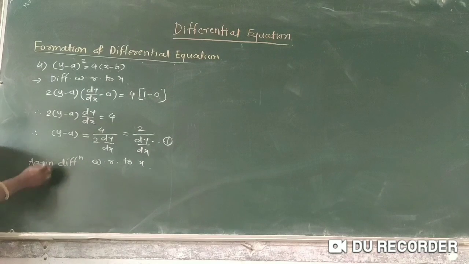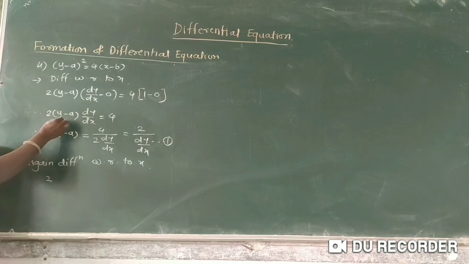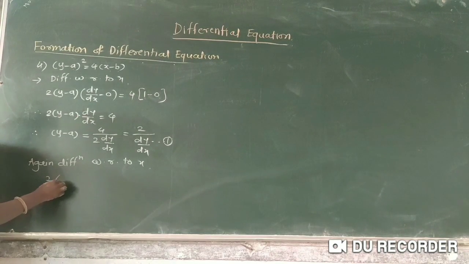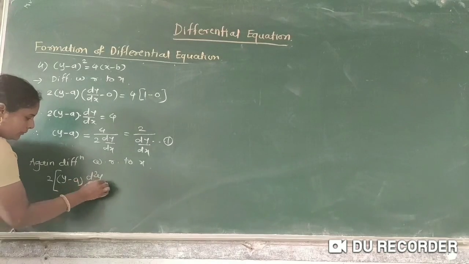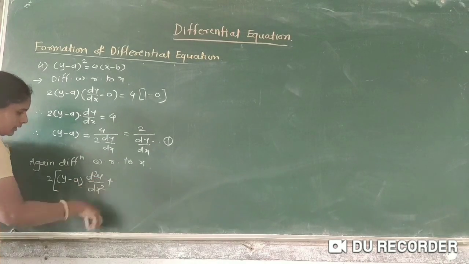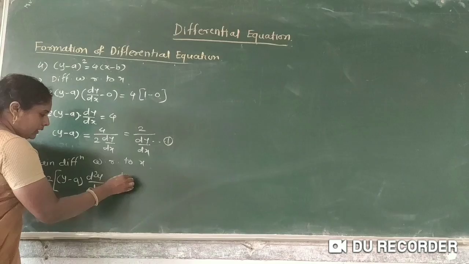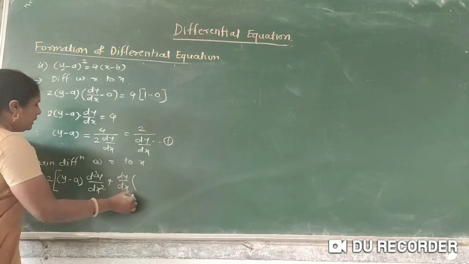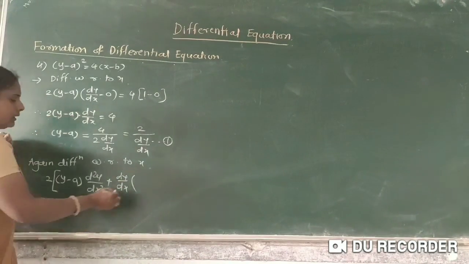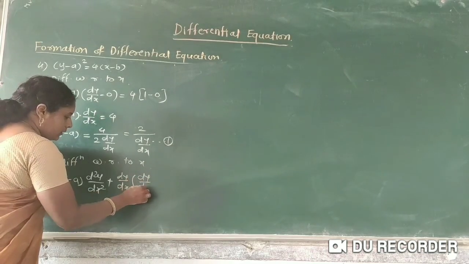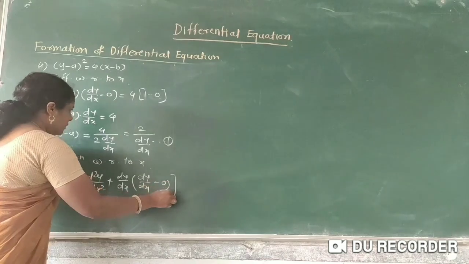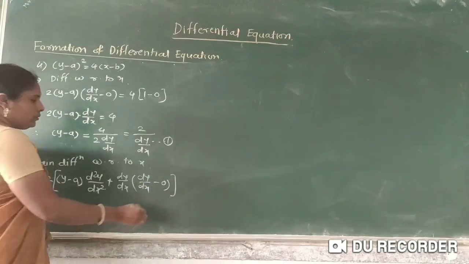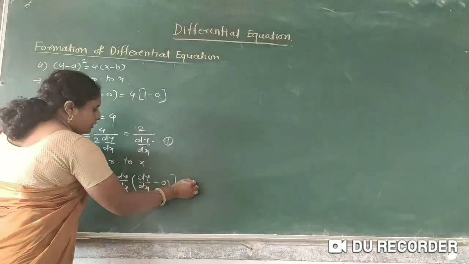We get 2 is the constant. Use the product rule here. (y minus a) into the derivative of dy by dx is d2y by dx square, plus dy by dx into the derivative of (y minus a), which is dy by dx, since the derivative of y is dy by dx minus the derivative of a, which is 0, is equal to the derivative of 4, which is 0.